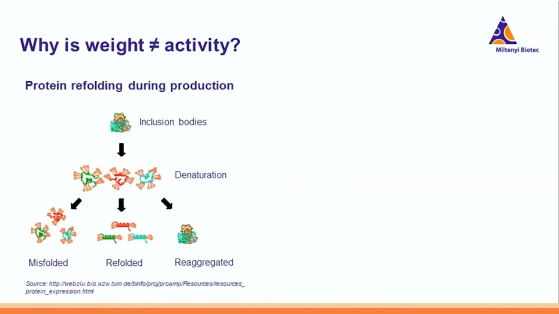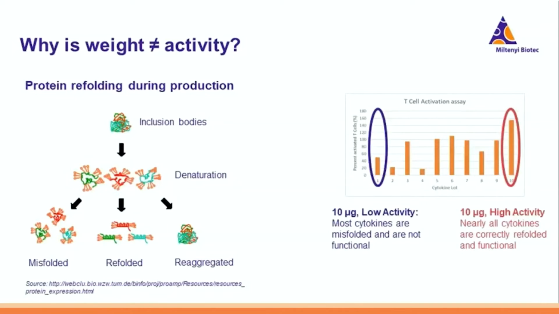For example, if we think about how proteins or recombinant proteins like cytokines are produced, here in the example of E. coli, they are denaturated. They need to be denaturated first, and then need to be refolded. But during the refolding process, we will also have misfolded or reaggregated proteins, which are not active anymore. So if we have a look now at our example for the cytokine with the low activity, most cytokines are misfolded and thus not functional. Whereas with the cytokine with a high activity, nearly all cytokines are correctly refolded and thus functional.